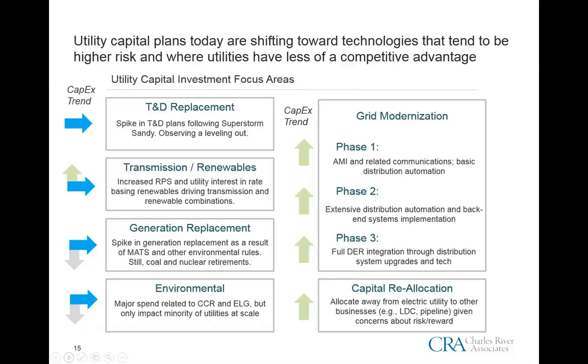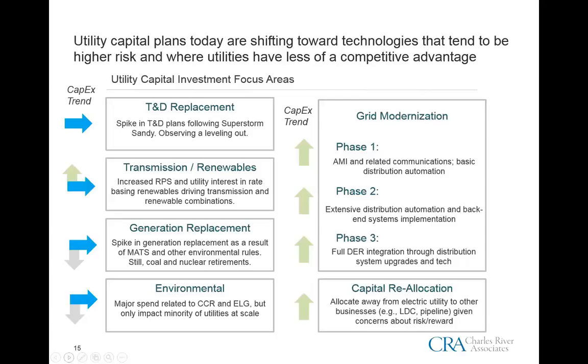If you look at transmission and renewables, there's an increased RPS and utility interest in rate-basing renewables for good reason. If you can replace or put in new capital, if you could swap out O&M for capital, that's driving a lot of these transmission and renewable combinations. Companies like Excel are obviously very favorably positioned. AEP is getting more into that space.